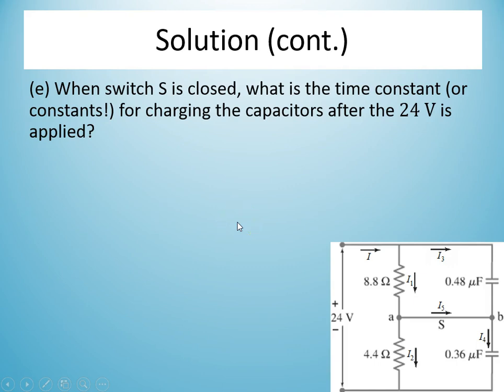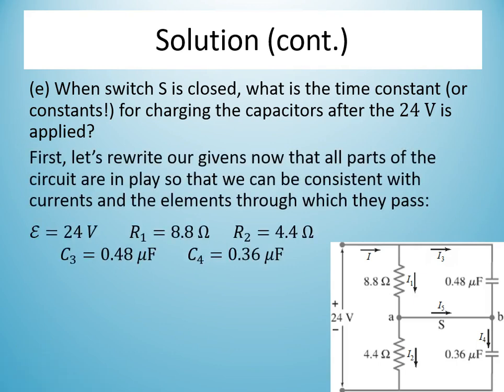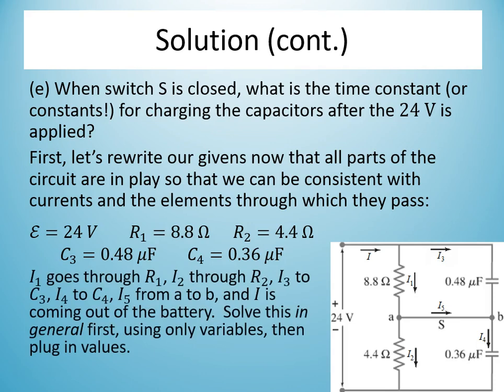Well, now we need to relabel some things. We're going to call this resistor R1 right here. We're going to say that a current of I1 flows through it. We're going to call this capacitor C3, and this lower resistor, by the way, here was R2. A current of I2 goes through it. This capacitor is C3. Current I3 goes through it. This capacitor here is C4. Current I4 goes through that.